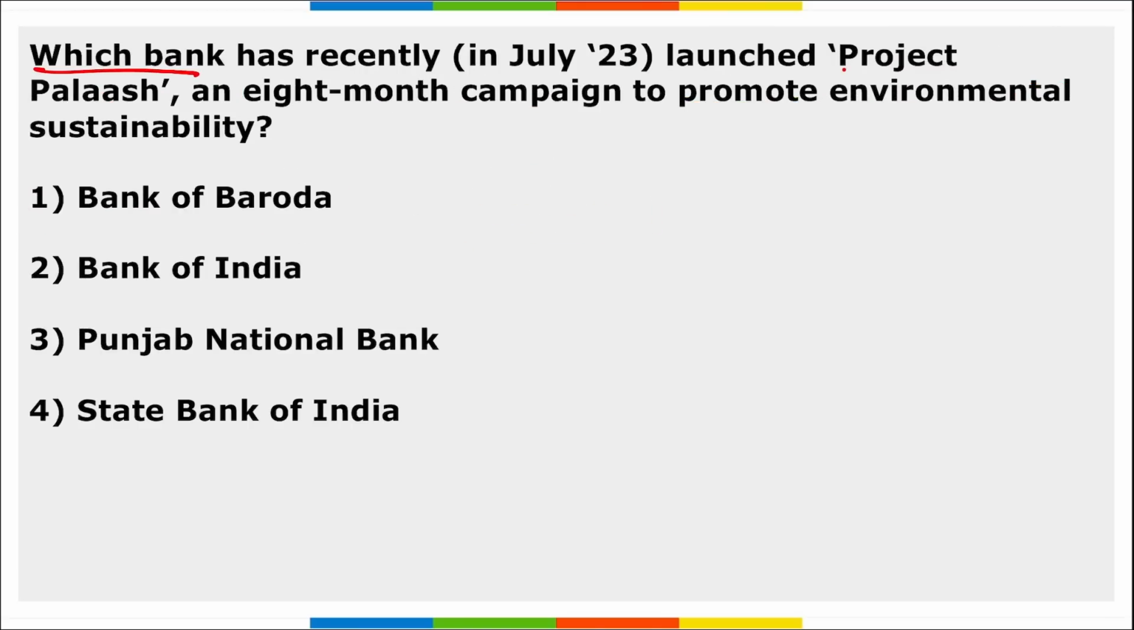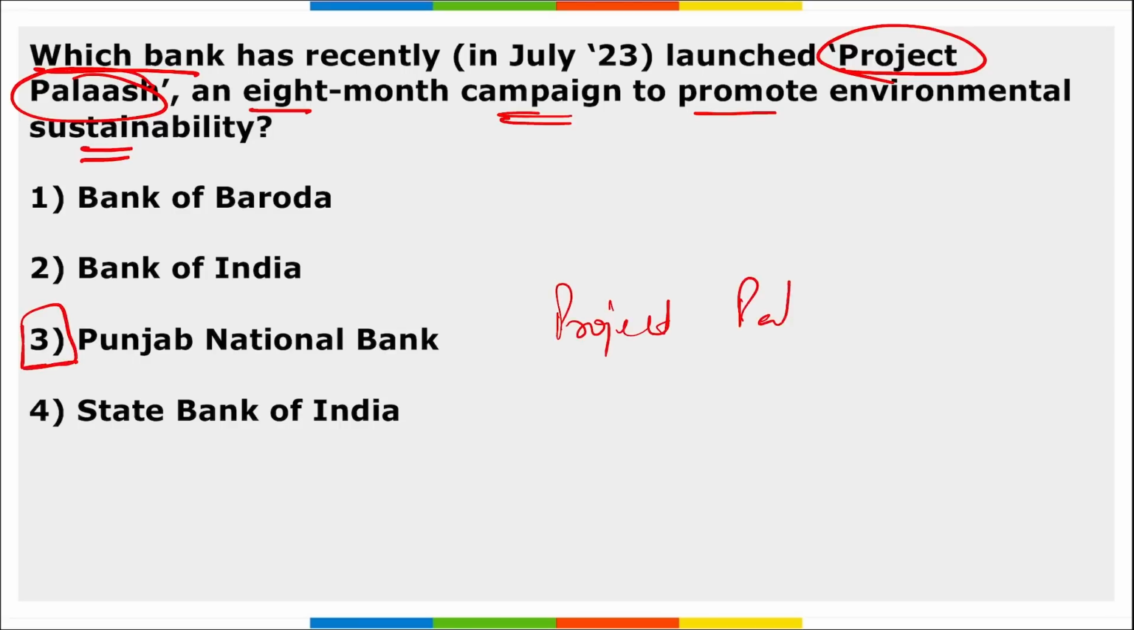Next, which bank recently launched Project Palash, an 8-month campaign to promote environmental sustainability? It is Punjab National Bank, right? They launched this Project Palash, an 8-month campaign to promote environmental sustainability. The goal of this initiative is to actively contribute to conservation activities and adopt sustainable practices, and to promote active employee engagement in these areas.